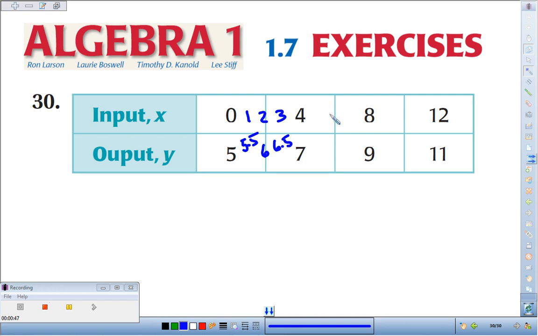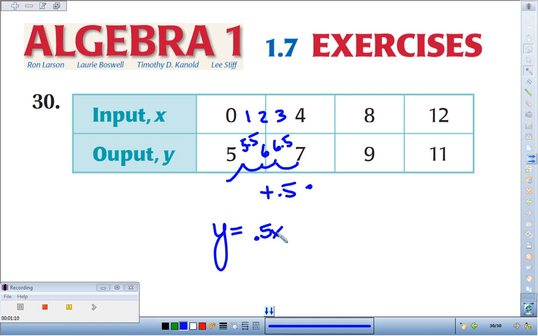And similarly, we could do the same idea between 4 and 8, 8 and 12. But what we want to notice is that it's going up by a half, up by a half, up by a half. It's going up by a half every time. And that's going to be a key to finding the rule for the function. We're going to have to times by a half every time. So our output, y, is going to be multiply by a half every time.